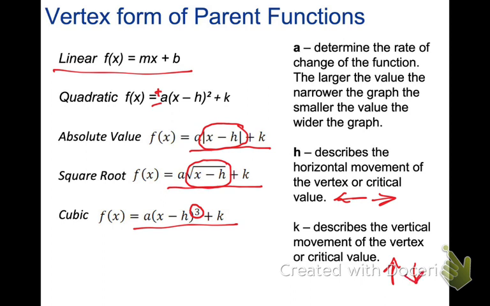Okay, and it says the critical value or the vertex here is at 0, 0. Yes? Vertex here, 0, 0. Here, 0, 0. And here, 0, 0. And then we move our H and our K. This is nothing new, correct? Okay, you guys let me know when I'm good.